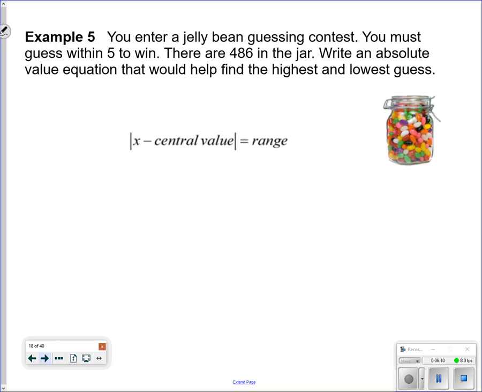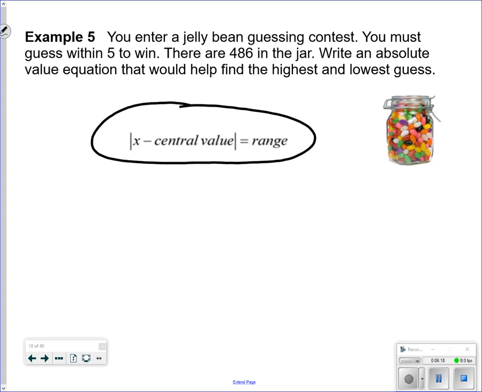This is an interesting one: what if you wanted to write an equation for a scenario? You will always do this. Whatever is inside the absolute value is x minus the central or the middle, equaling the range, like how far are you allowed to go. So you enter a jelly bean guessing contest. You must guess within 5 to win. There are 486 in the jar. Write an absolute value equation that would help you find the highest and lowest guess.